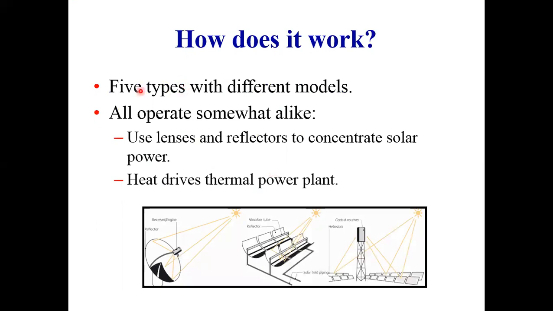And how it works: there are 5 types with different models. All operate the same way, using lenses and reflectors to concentrate solar power, and mainly the heat drives the thermal power plant. Here we can see the reflectors and the absorber tubes.